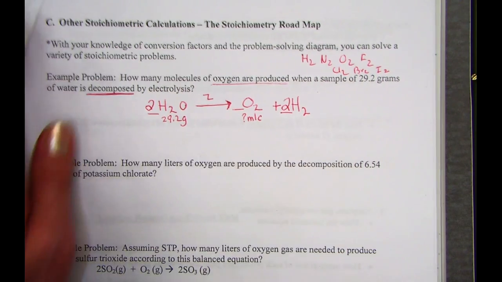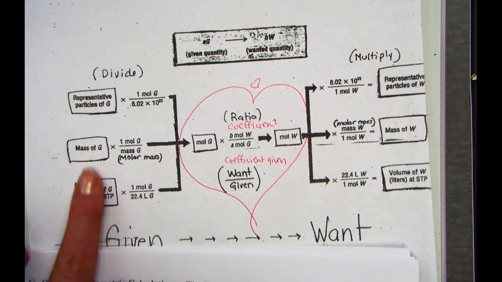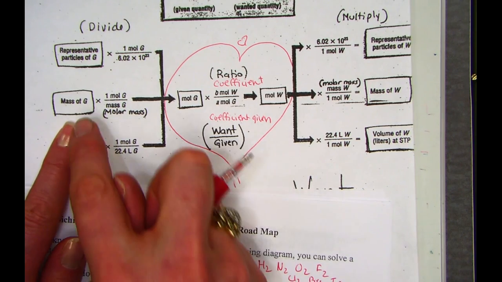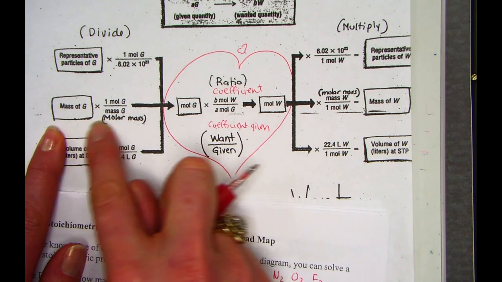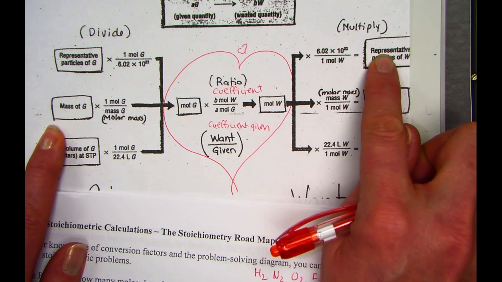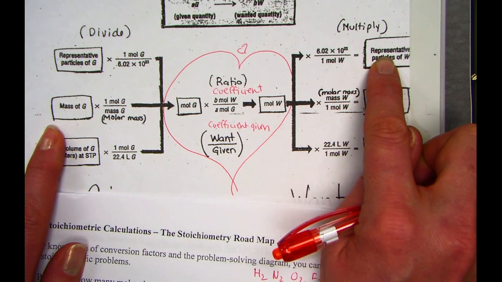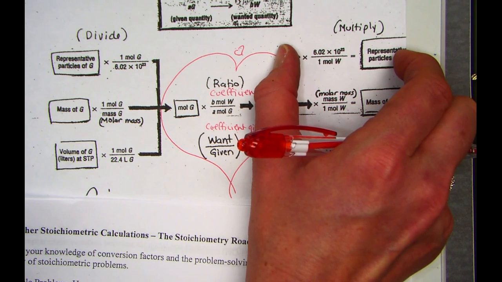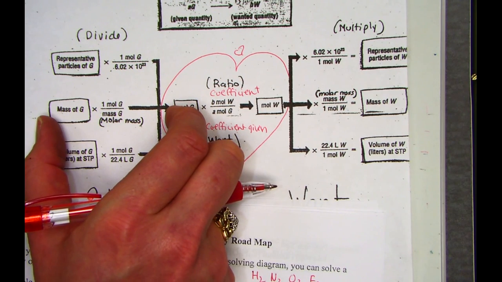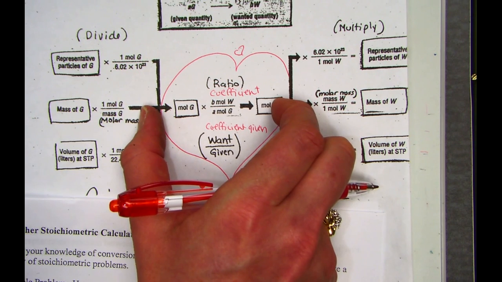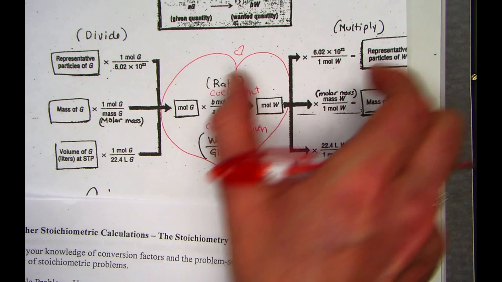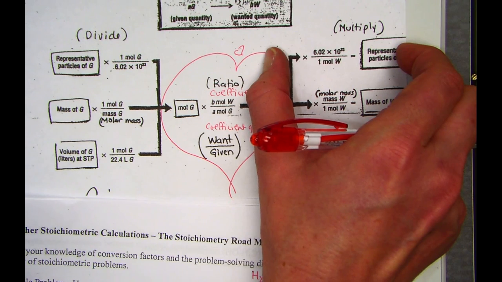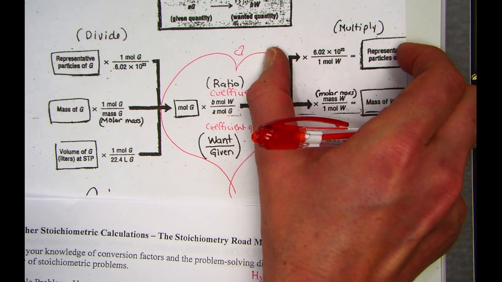Take a peek at your stoichiometry roadmap. The given is the mass of water. This is our starting point. We want to know all the way over here the number of molecules. That's what representative particles mean, molecules, atoms, or formula units. To move all the way from the left to the right, I can count 3 conversion factors. Step 1, go into the mole. Step 2, mole-mole ratio. Step 3, we're going to use Avogadro to head out to the world of particles.